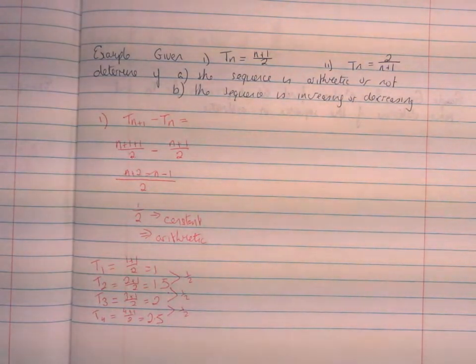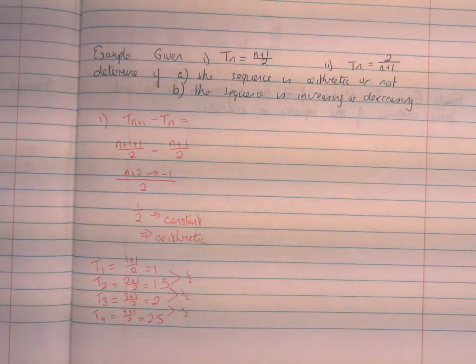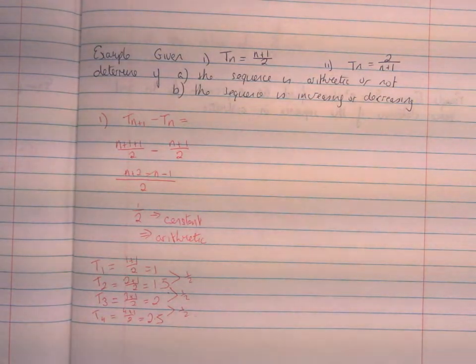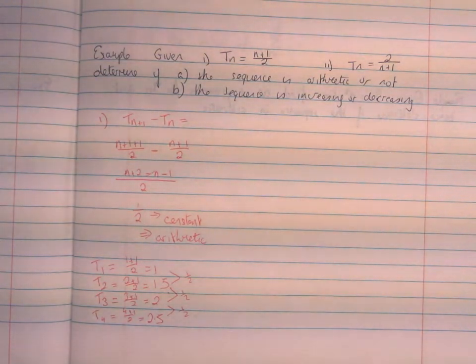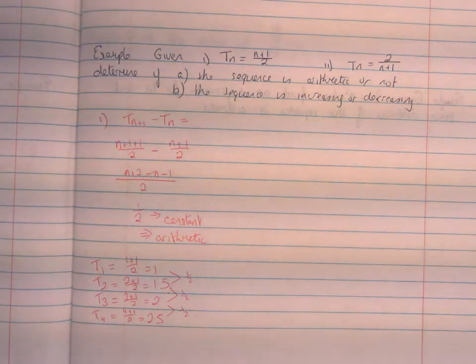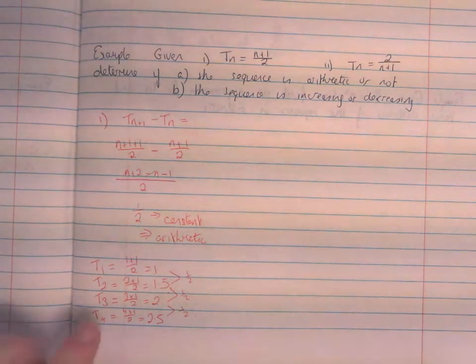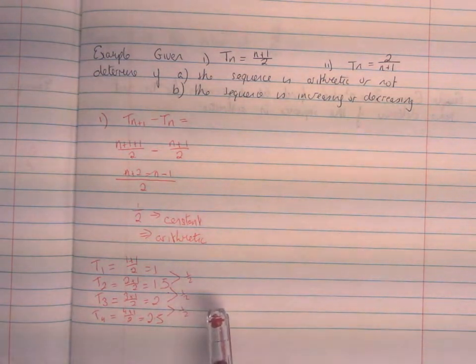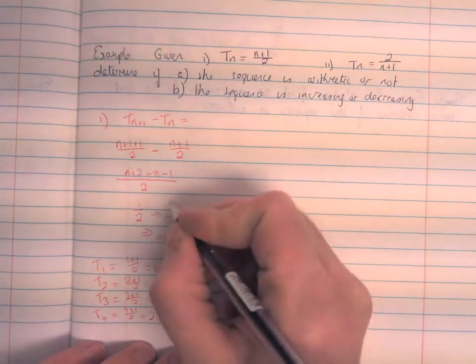Alright? So remember, in a geometric you're multiplying each term to get the next term. And it's either multiplying by a whole number or multiplying by a fraction. So arithmetic is the only one where you're adding or subtracting. Okay, is it increasing or decreasing? Increasing, because this is a plus.